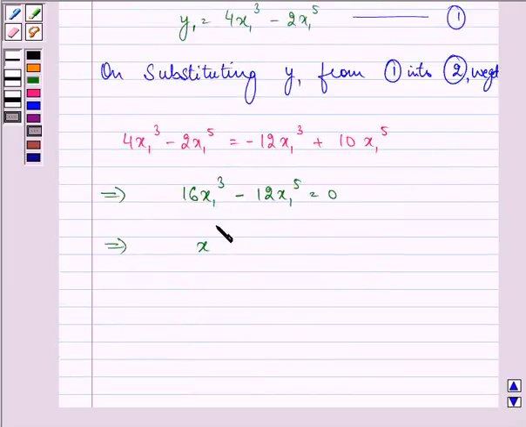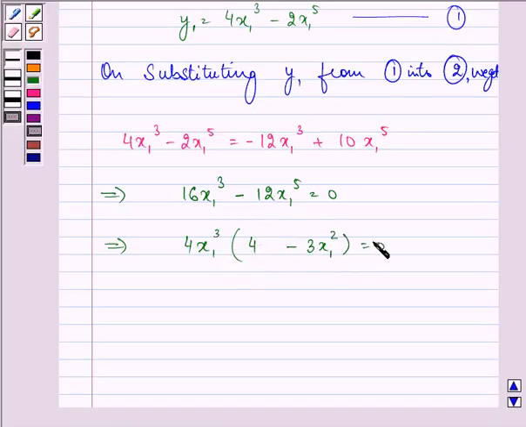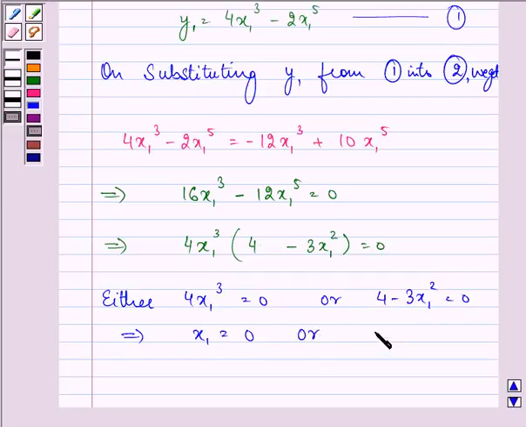This implies, taking 4x1³ common, we are left with 4 − 3x1² in the bracket. So this means either 4x1³ is equal to 0 or 4 − 3x1² is equal to 0. This implies x1 is equal to 0 or x1 is equal to 2/√3.